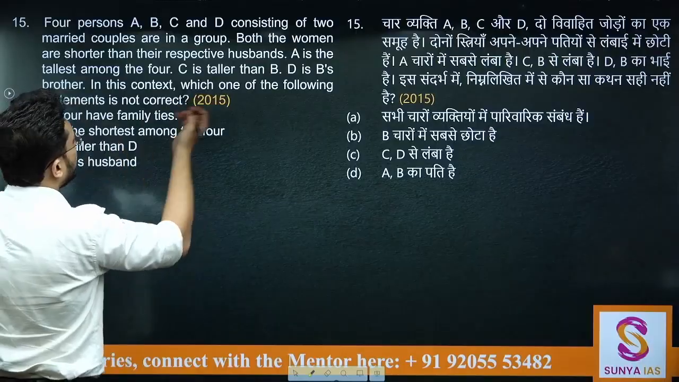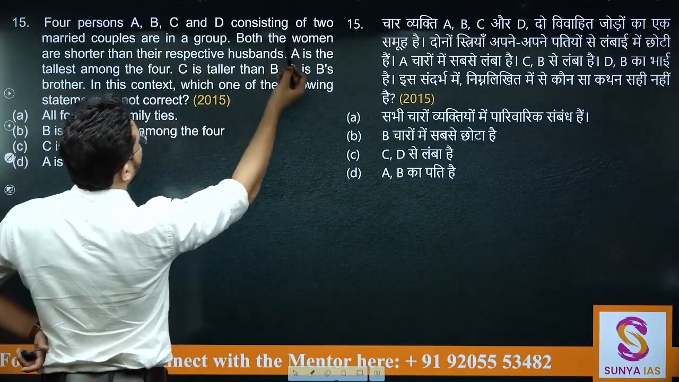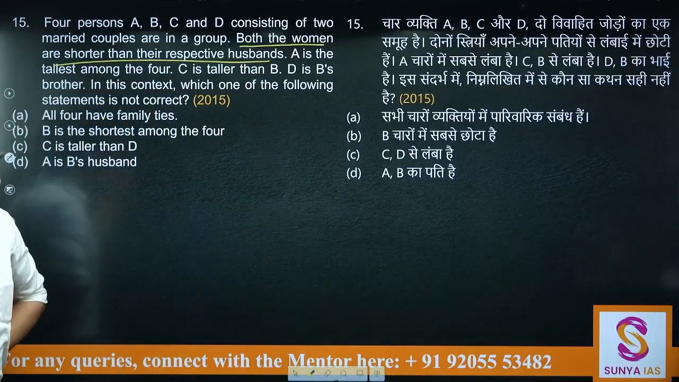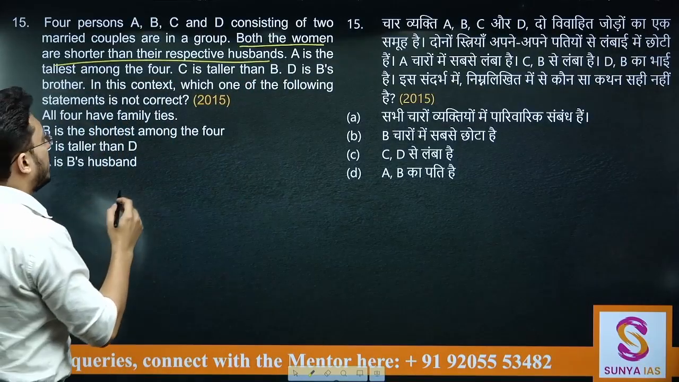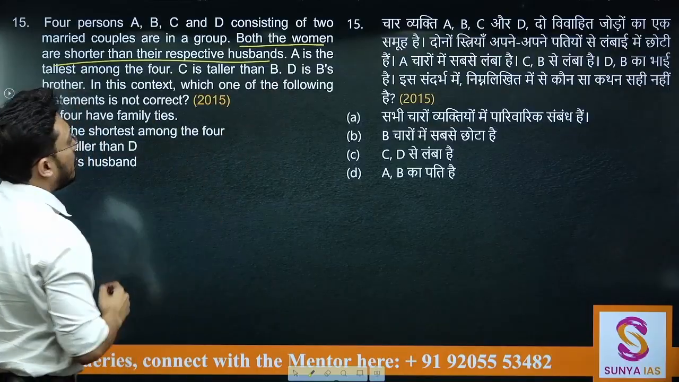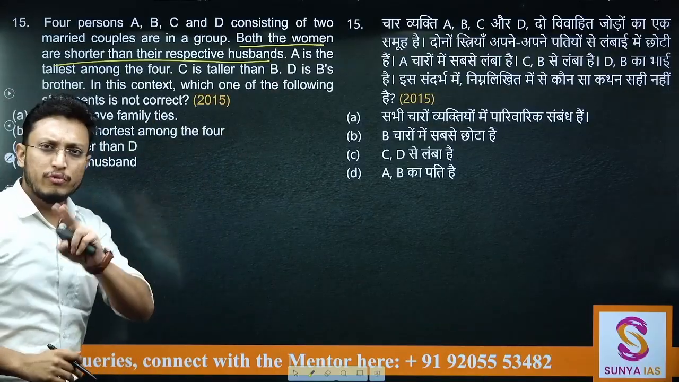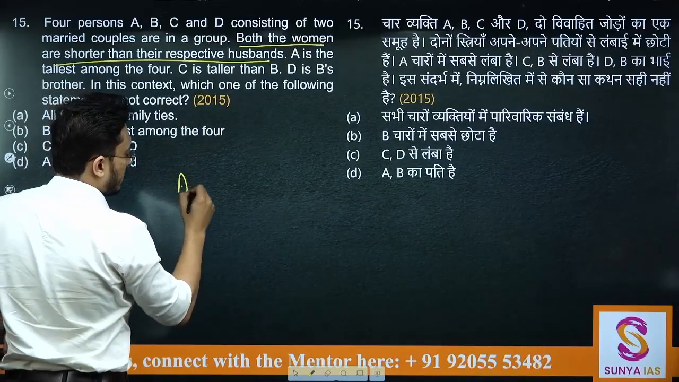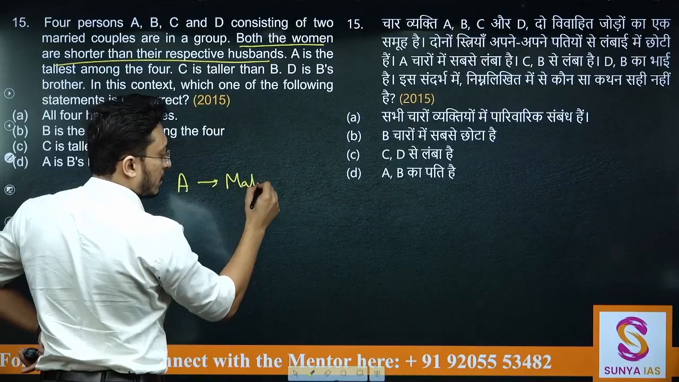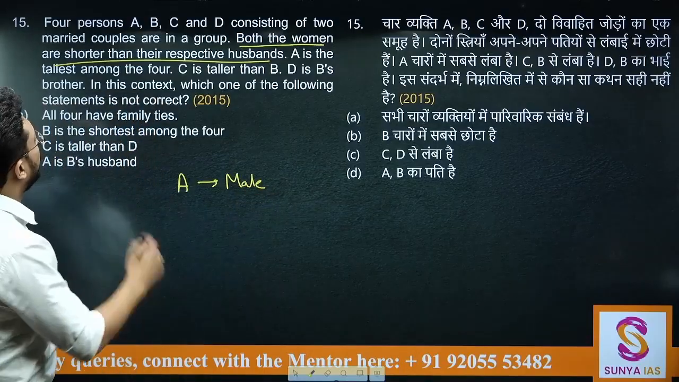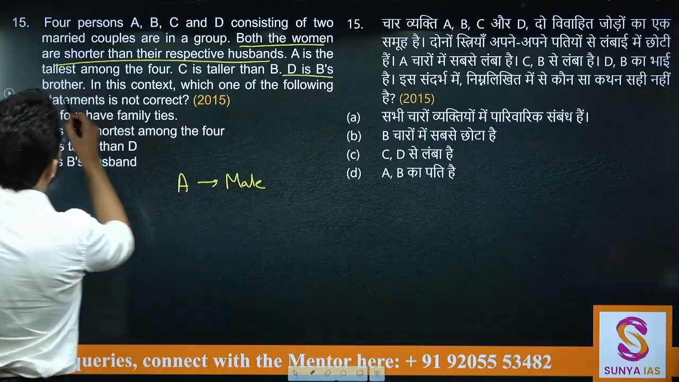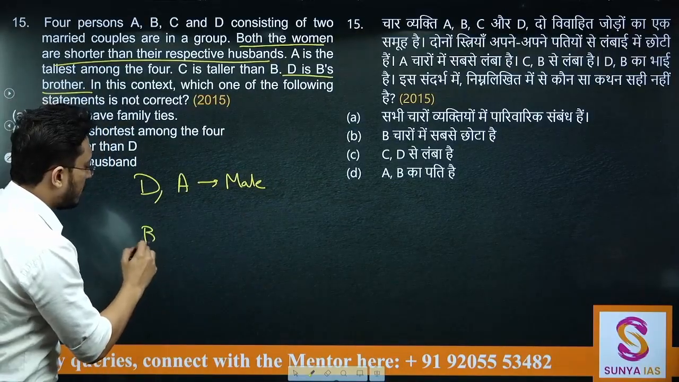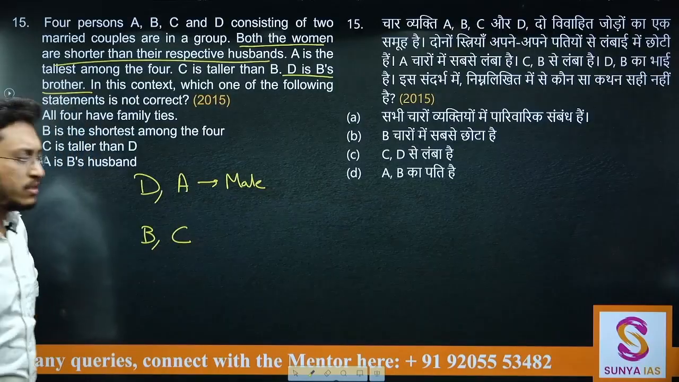Now what we can do is just see that it is given that both the women are shorter than their respective husbands. That means if A is the tallest amongst the 4, you have 2 male and 2 female given here. If A is the tallest among the 4, can I say A is a male? Also it is given that D is B's brother. So can I say A and D are male? That means you have B and C as female here. So B and C are female.